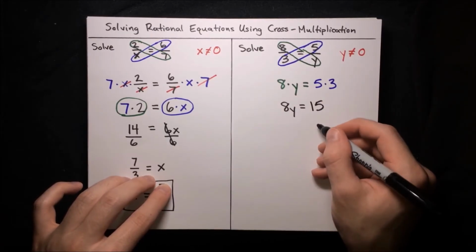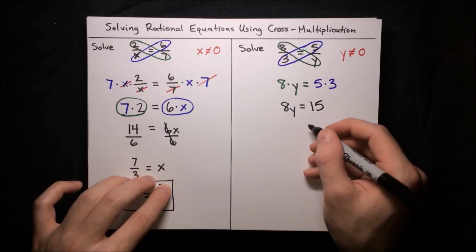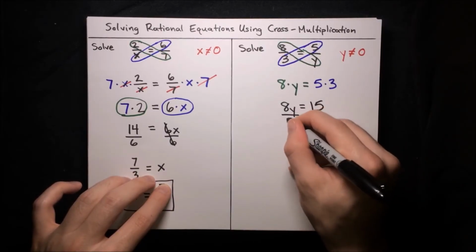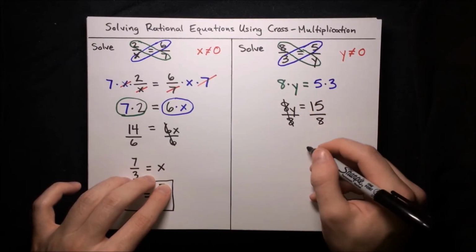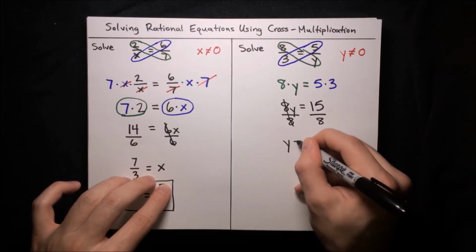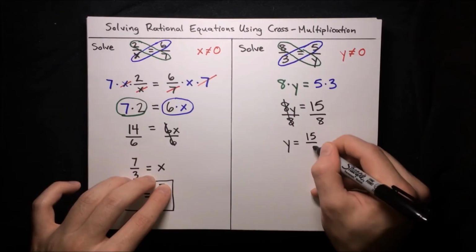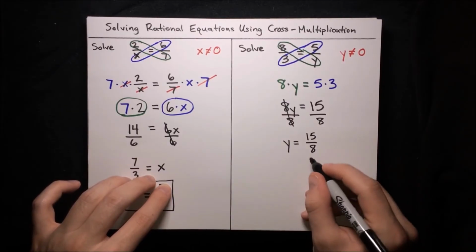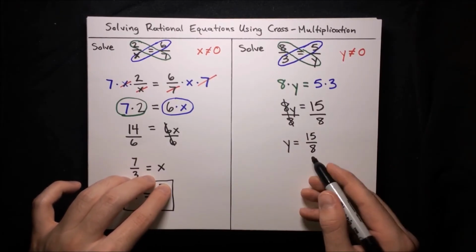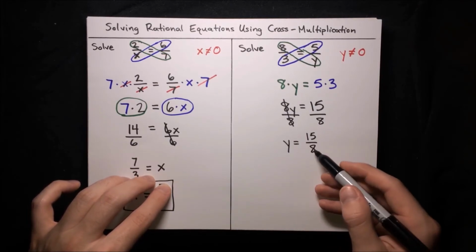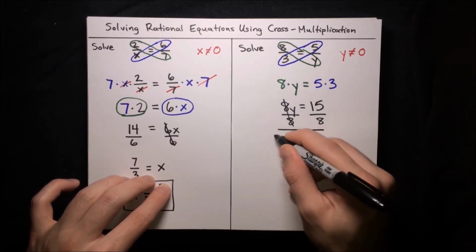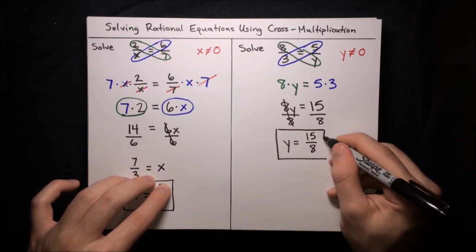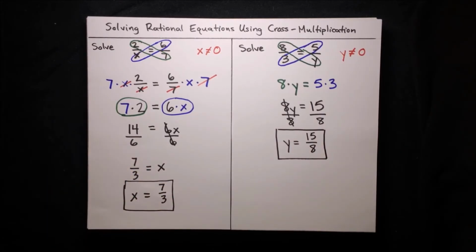Then to solve for y, we just need to get rid of that 8 that's multiplying it, and we can do that by dividing both sides by 8. That cancels out the 8 that's multiplying the y, and we just get y equals 15 over 8. And 15 and 8 have no common factors other than 1, so that's as simple as the fraction gets. We also see that 15 over 8 is not equal to 0, so this is a valid solution. So that's it. Y equals 15 over 8.